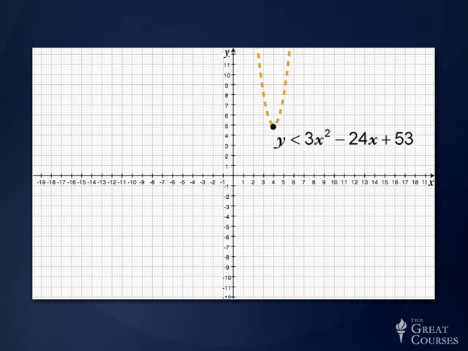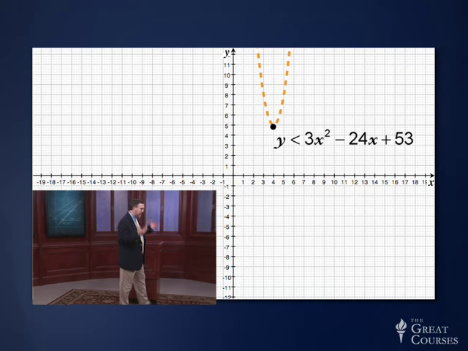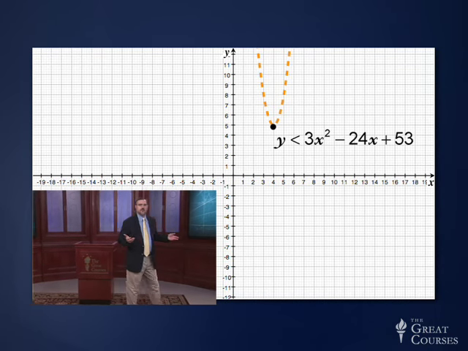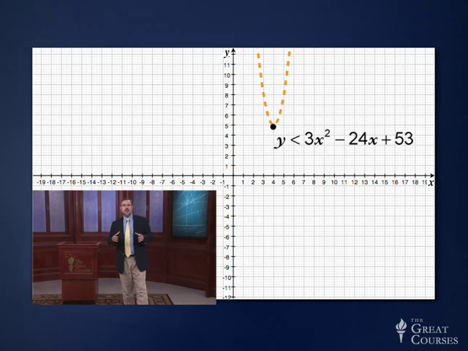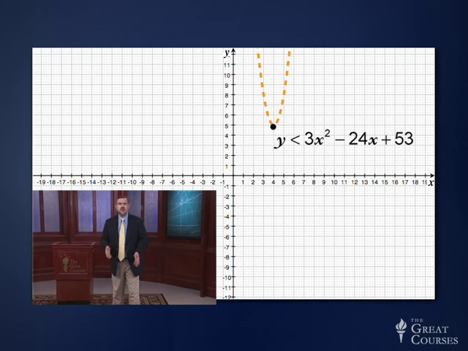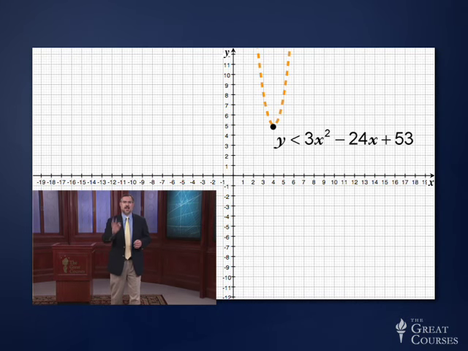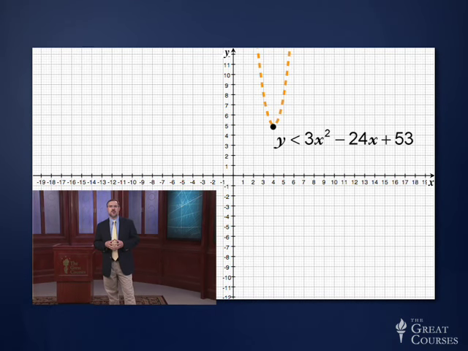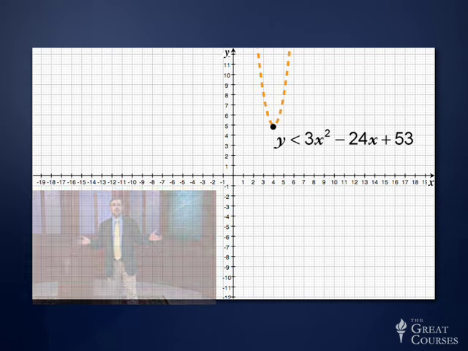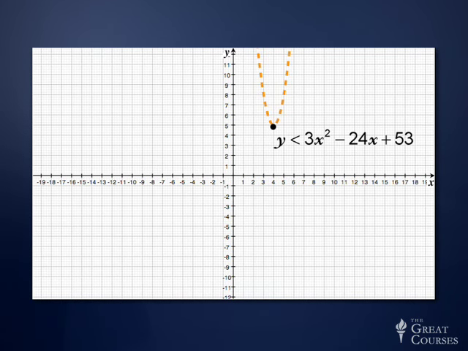In this example, that parabola has to be drawn in a dashed fashion because the inequality was strict. Okay, now, once I have my boundary parabola drawn in, I just need to shade in the solution set that corresponds to all the points where y is less than 3x squared minus 24x plus 53. So here's the question to finish the example. Where is that solution set?